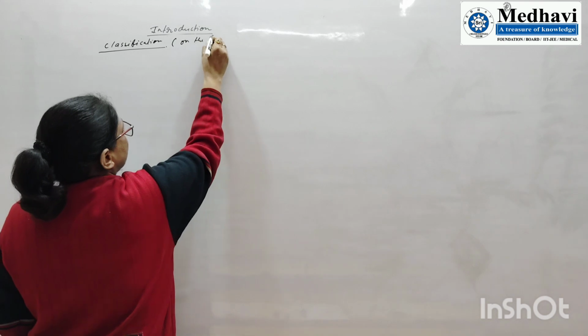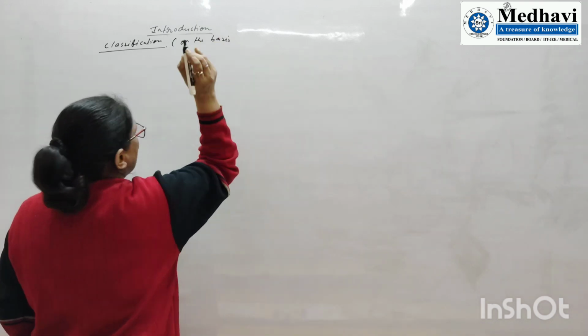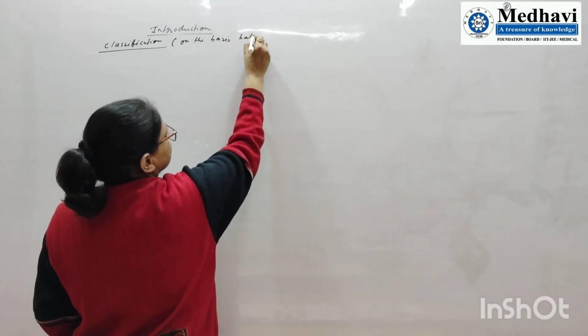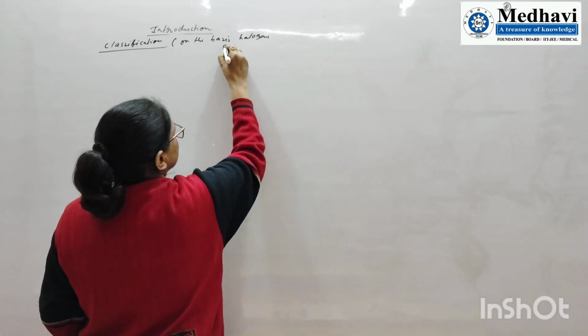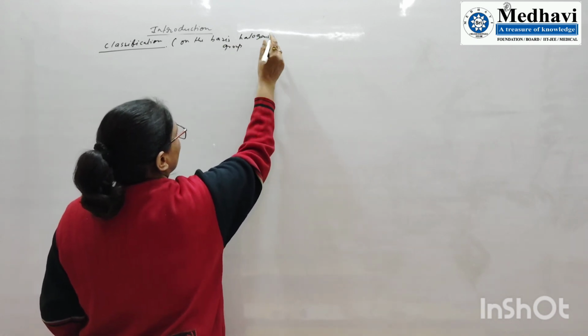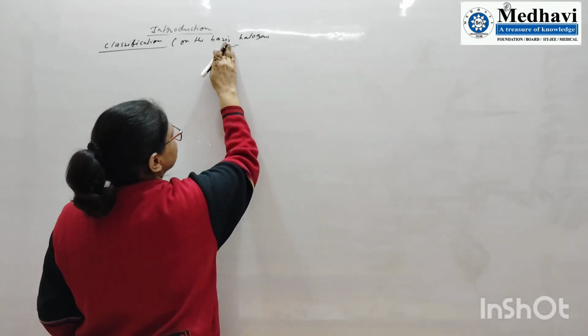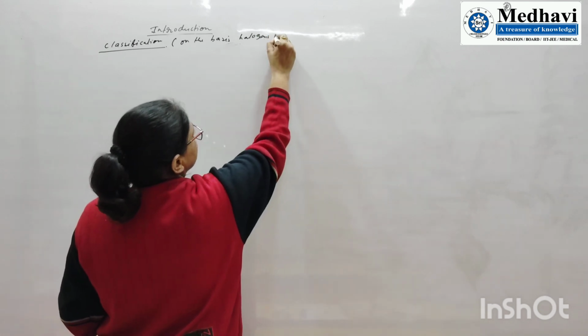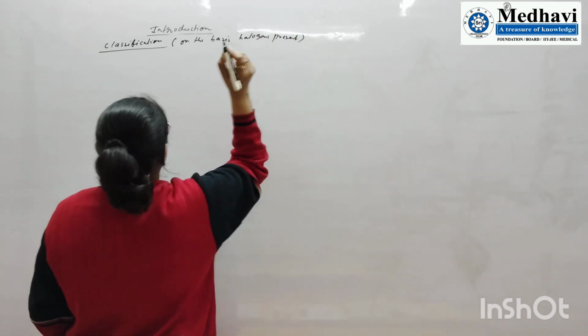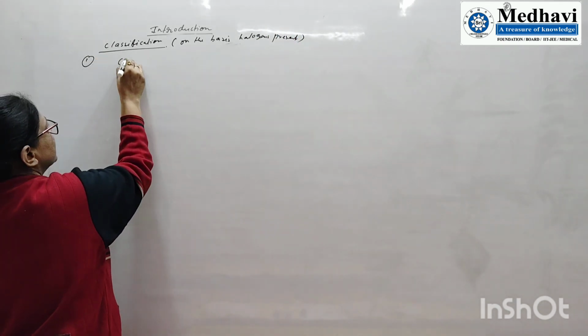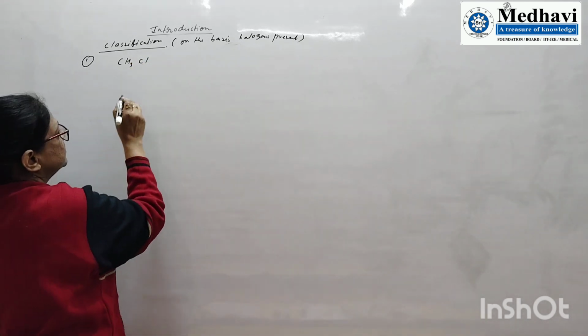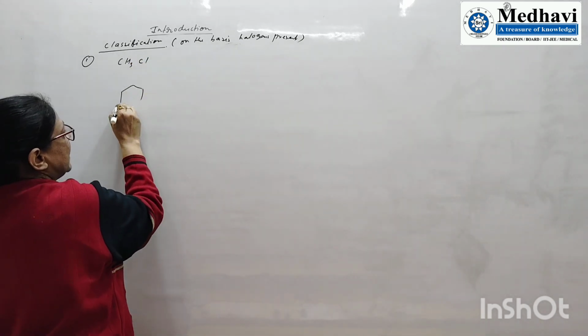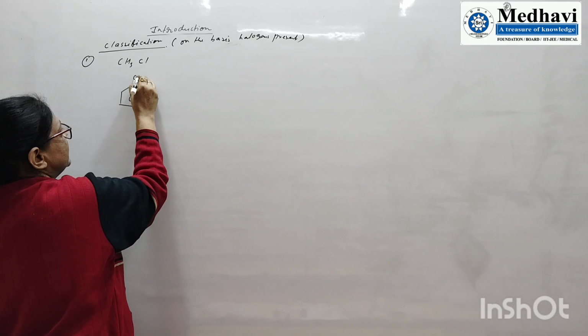Its classification is going to be very important, and we will classify on the basis of the halogen groups present. Suppose this is the part. I am writing its aliphatic part and its aromatic part.